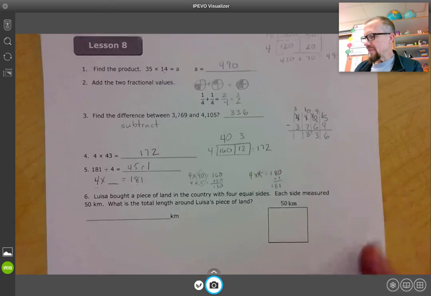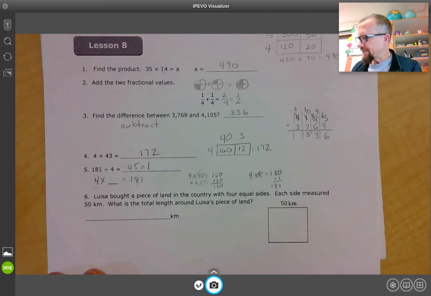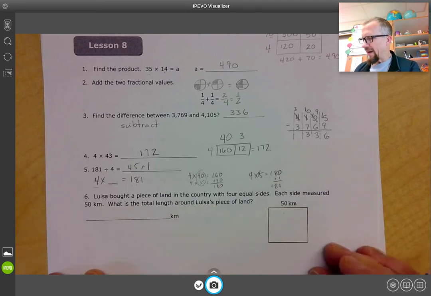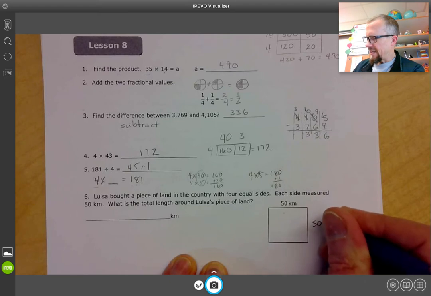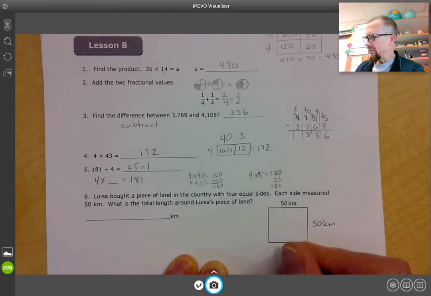Okay, number 6, very last one. Louisa bought a piece of land in the country with 4 equal sides. Each side measures 50 kilometers. What is the total length around Louisa's piece of land? So it's a square and it's all the same. So each side, even though not labeled, is 50 kilometers.